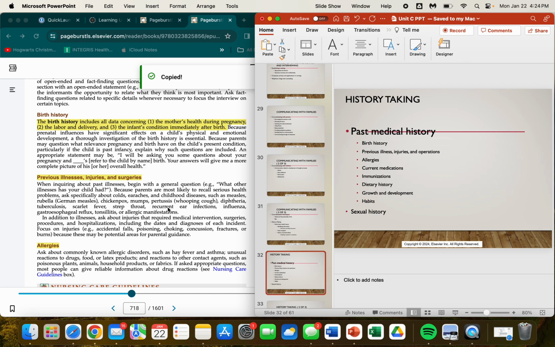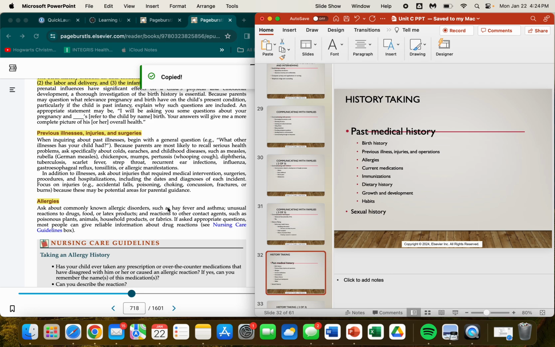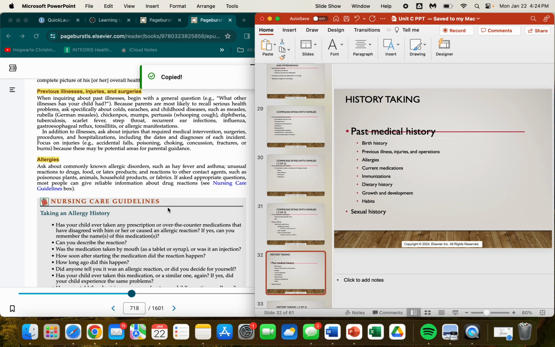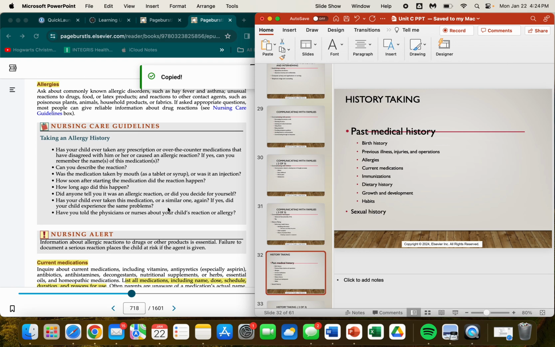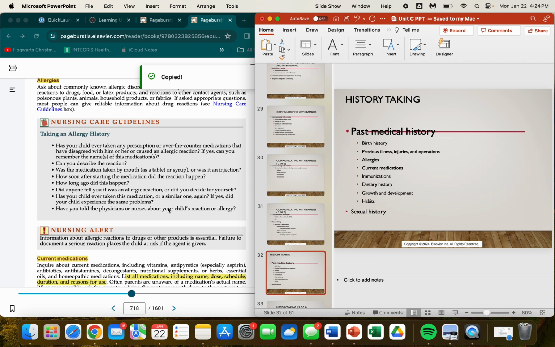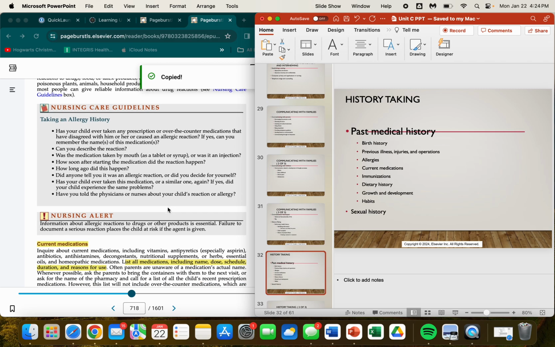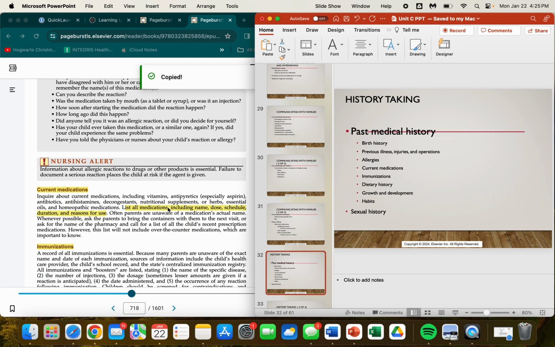Do they have any previous illnesses, injuries, or surgeries, especially with a little bit older kids? Like, have they had their appendix taken out? Have they had their tonsils taken out? Do they have asthma? And then we also obviously need to assess for allergies, even for everything: foods, medications, drugs, all of those things. Are they taking any current medications?